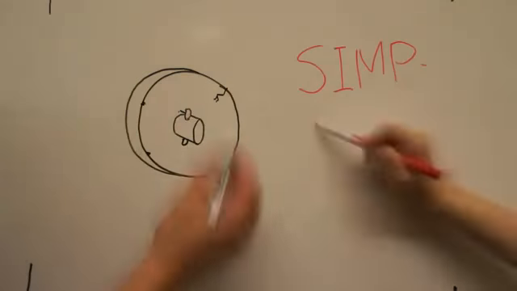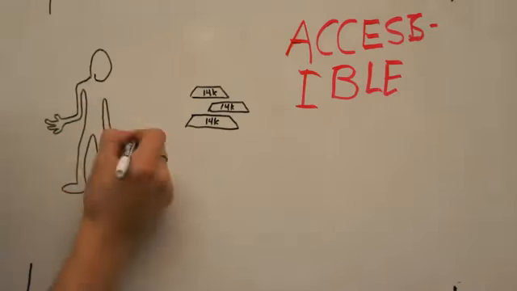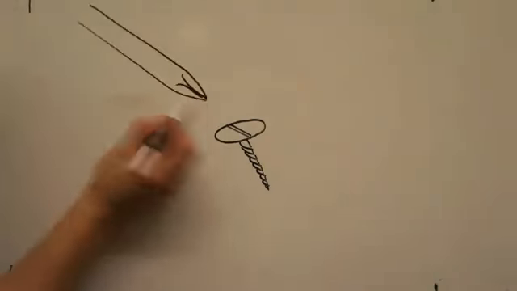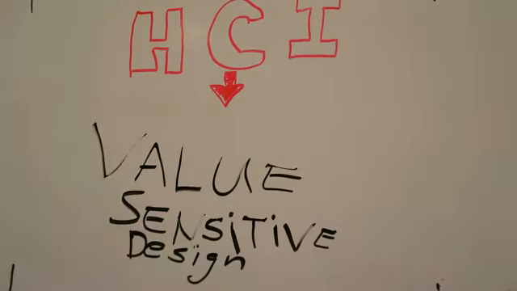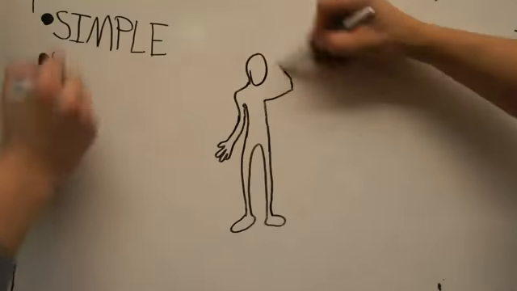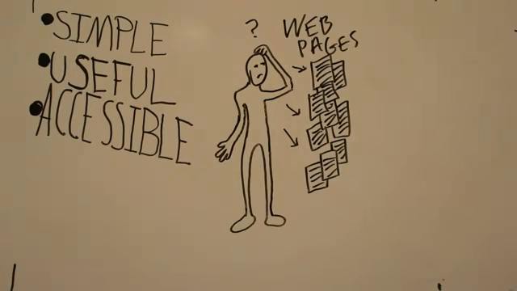The whole goal of HCI is to figure out how to design technologies such as to make them simple, accessible, and useful. An important subset of HCI is value-sensitive design. What makes a piece of technology usable? Again, simplicity, usefulness, and accessibility are among the key traits we strive towards in usability design.